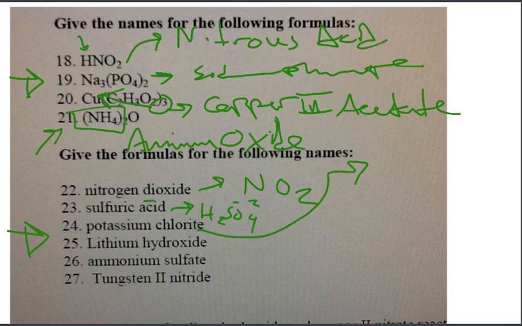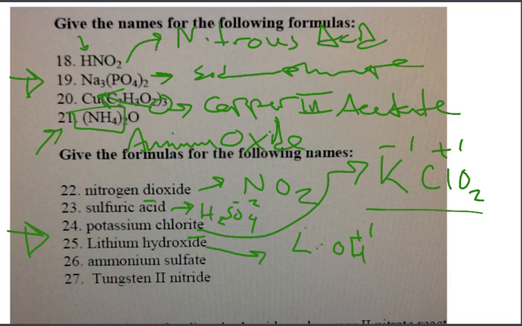Potassium chlorite, it's K, and chlorite comes from chlorate, which is ClO3. It's an ite, so it's missing one oxygen, so potassium chlorite is KClO2. This is a +1, this is a -1. All right, so KClO2. Sorry, I got interrupted there. Lithium hydroxide, LiOH, +1, -1, so it's just LiOH.